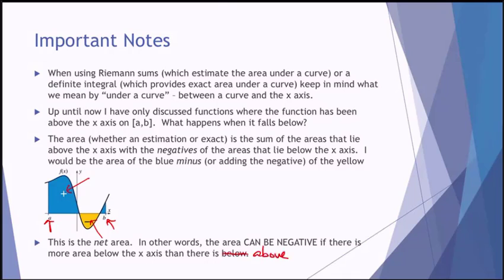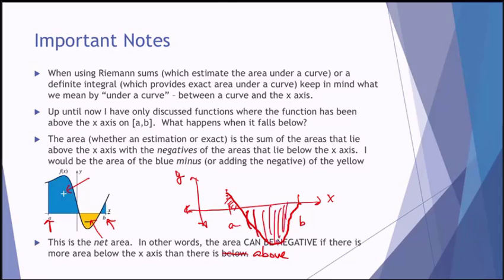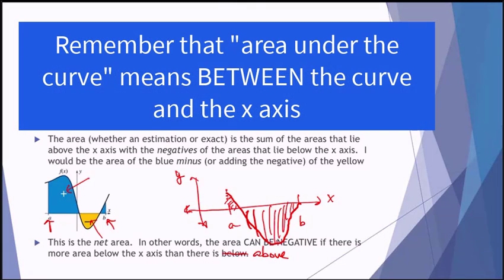That should say above. So if I were to draw you an example, if I have a function and I'm looking for the area, let's say from A to B, and my function actually looks like this, where this is the only area above the x-axis, and this is all area below the x-axis. If I don't come up with a negative answer for this particular integral or this particular area under the curve, something's gone wrong. It's supposed to be negative.